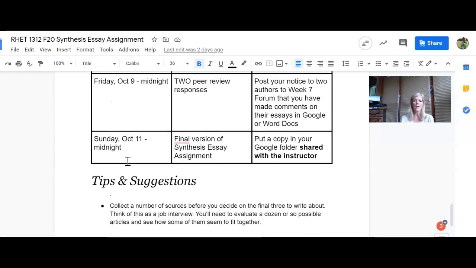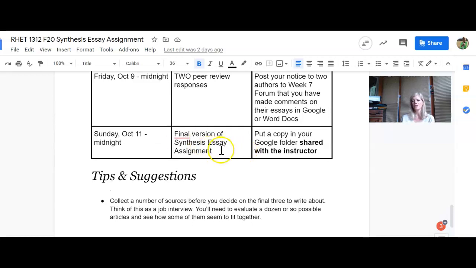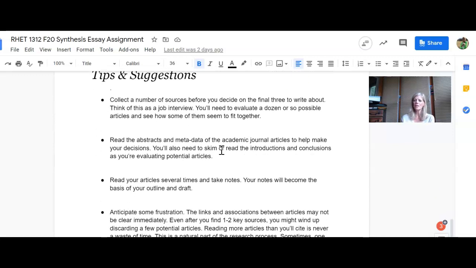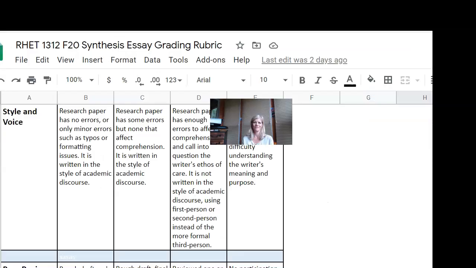The whole idea is to help them make their paper better and to make the writing better. Okay? And then Sunday, October 11, the final version is due, and you submit that in your Shared With Me Google folder, and that's when I grade them. I make comments, and I make a lot of comments that will help you revise that paper for your final portfolio at the end of the semester. Okay? And then I include some tips and some suggestions.